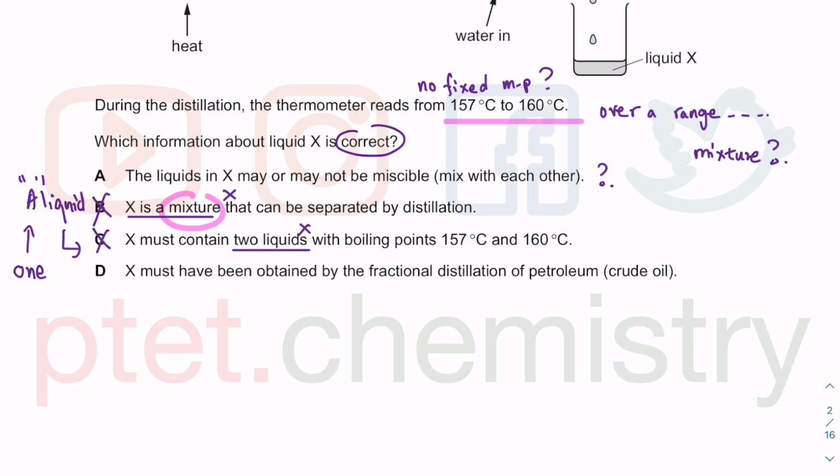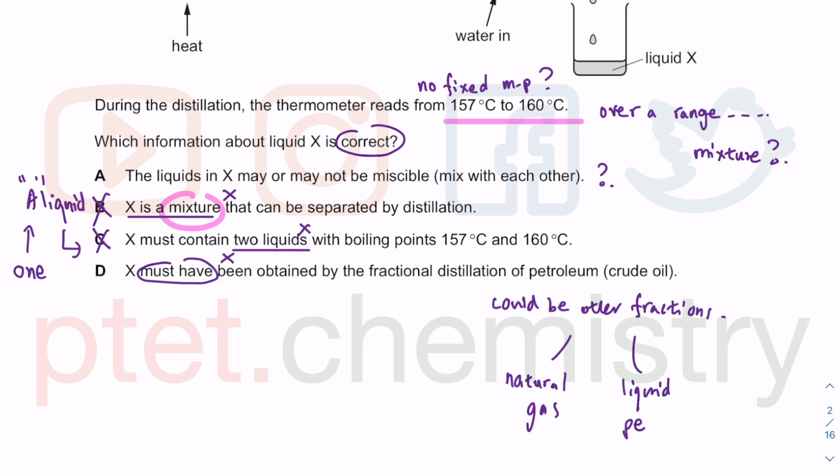C there. X must have been obtained from the fractional distillation of crude oil. Not really, because it could be other fractions. Well, you do know that you have other fractions such as natural gas at the very top used for home cooking, and then of course you have liquid petrol used in cars, and of course you have bitumen further down at the bottom of the fractionating column used to make road. So really D cannot be the answer, leaving us with A as the only possible answer by elimination.